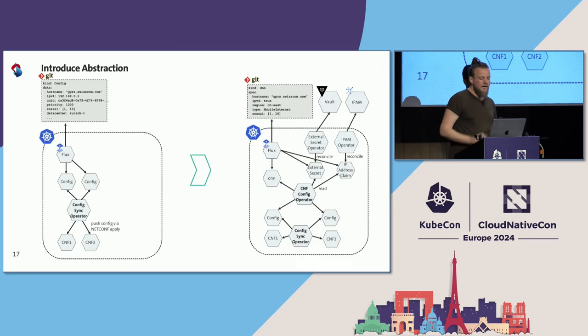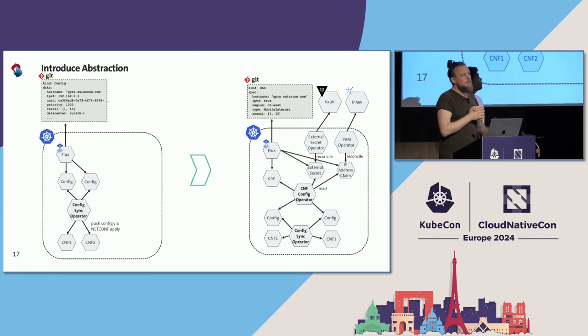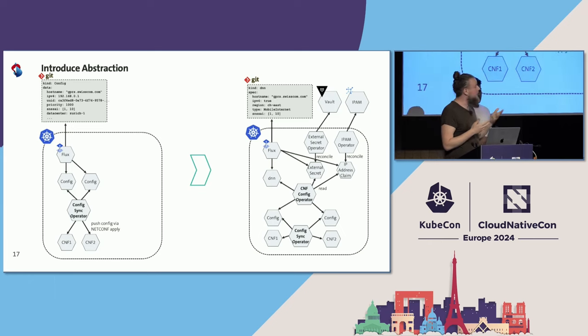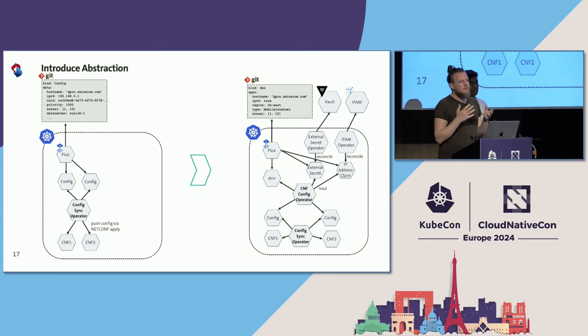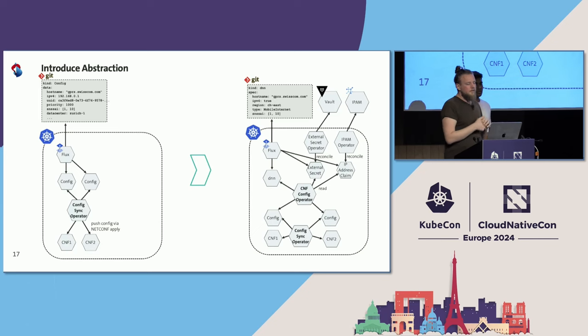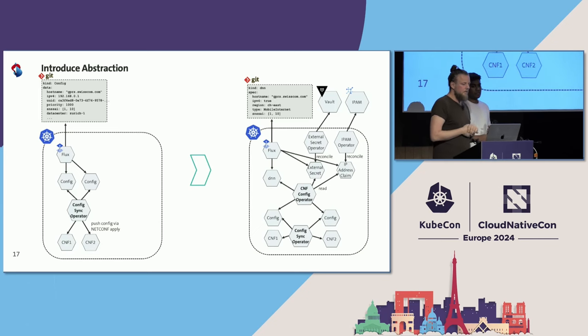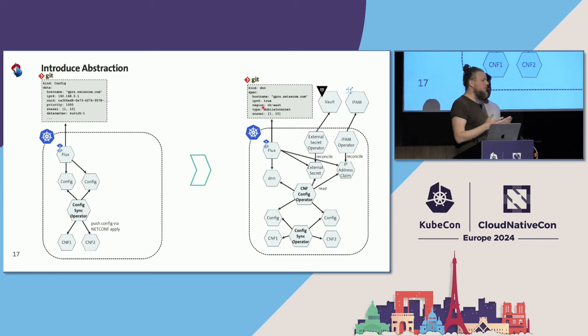So the way we think this will be solved in our case is that we introduce a new custom resource. In this example, it would be a DNN. DNN stands for data network name. It's a piece of the 5G core, basically, which contains only abstract information. So instead of having, for instance, IPv4 addresses, like we have on the left side, we now just have a flag that tells the system that we need an IP.